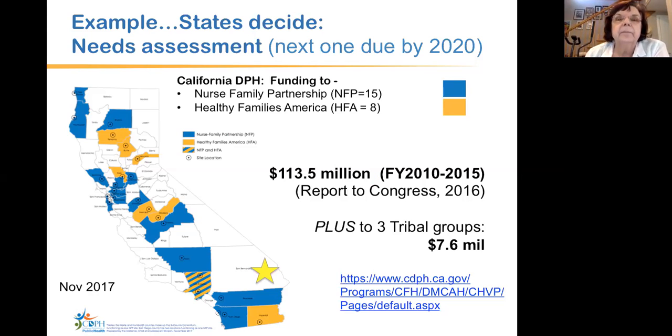to be sustained, because there is no money for development built into the legislation. So that's just an issue. But in California, we've got a mix, both Nurse Family Partnership and Healthy Families. Now we have Early Head Start home visiting programs, but they are not necessarily funded by these monies. So just so that you're aware.